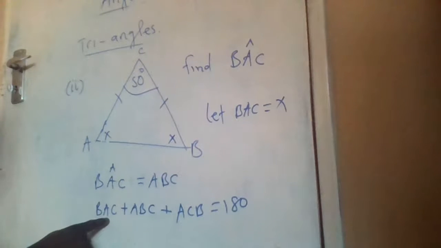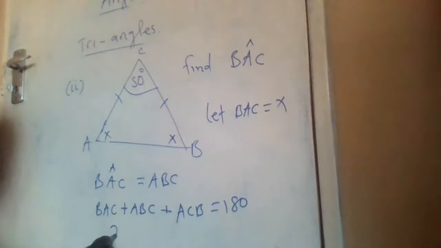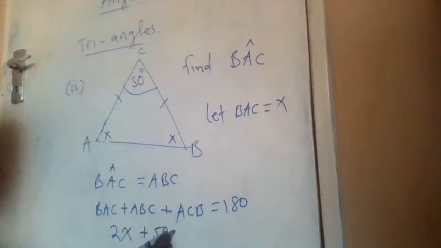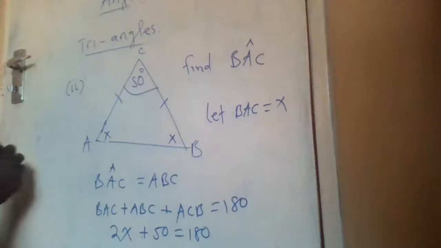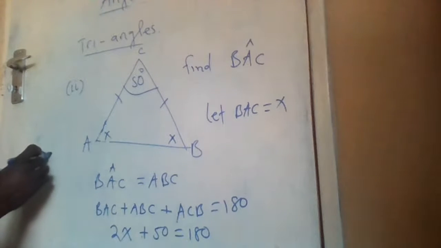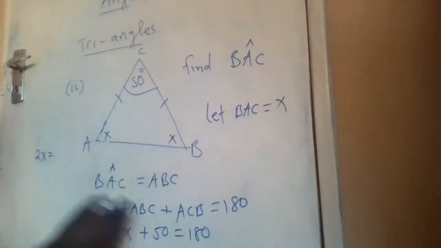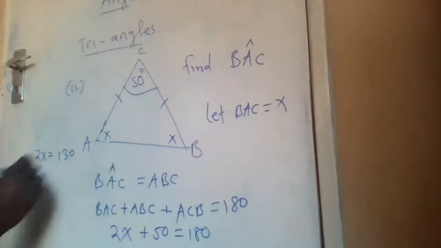So BAC x plus ABC x gives us 2x, which must be added to ACB. They've given us 50, and the sum must be equal to 180. Of course, we get the 2x and bring it here, so we can have 2x is equal to 180, and this guy now has to go there. When 50 is subtracted from 180, it gives us 130.